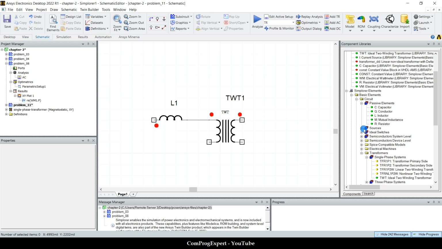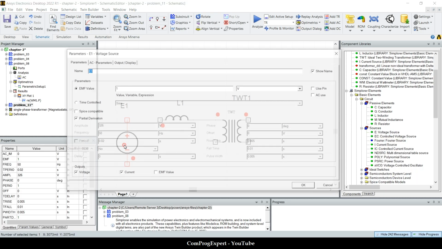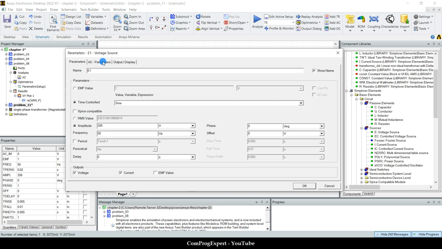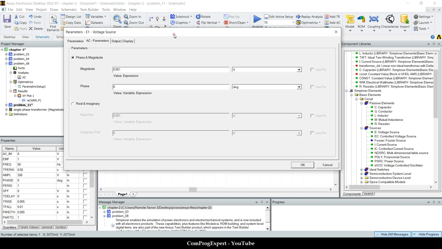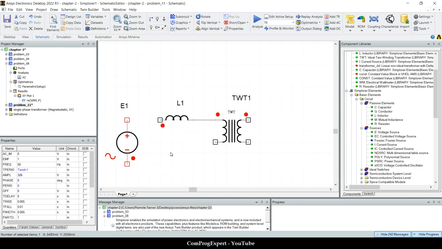And we have a voltage source here. This is sine, right? Sinusoidally excited. The amplitude is 20. The magnitude and the angle, let's consider it 0, the reference angle. So, okay.